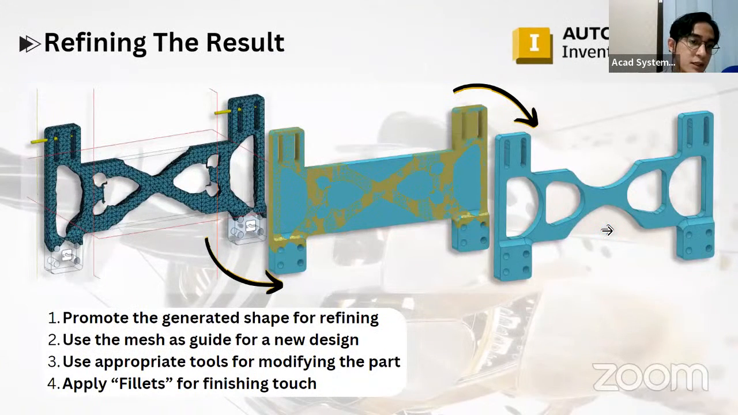After we get the results, such as in the part on the left hand side over here, we want to promote the generated shape to the next process, which is for refining. And we should get the results in the middle over here, where the mesh overlaps with the original part as a guide for our new design. And then we will use appropriate tools to modify the parts and also apply fillets for our finishing touch, which is what we will get in the right hand side output over here.